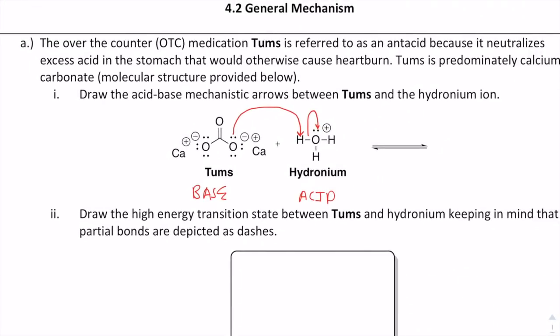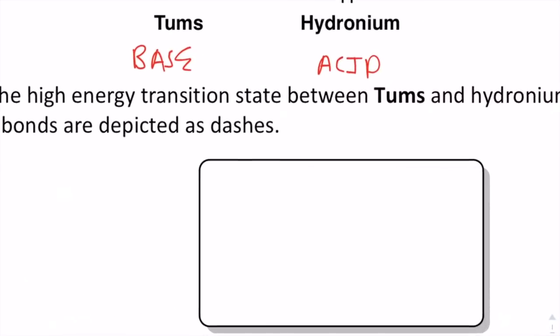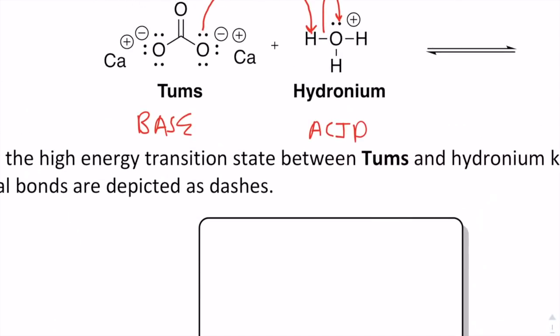Okay, so part B: draw the high energy transition state between Tums and hydronium, keeping in mind that partial bonds are depicted as dashes. So let's just rewrite the basic sigma bond framework over here. So we have O minus with that O, and then this O. So the O from Tums, where this arrow is over here, and the H over here is going to form a bond. So let's do a dash to an H, and then the bond in between, that bond broke, so that's also a partial bond, so that's also dashed, and this all remains the same.